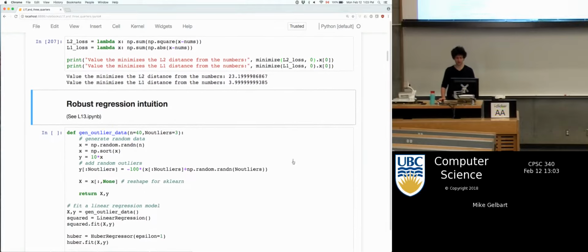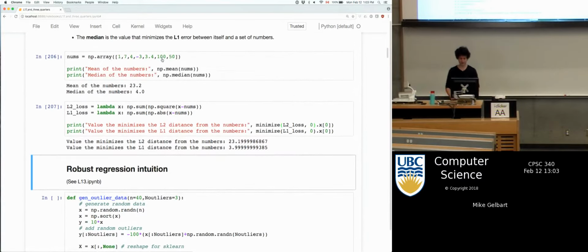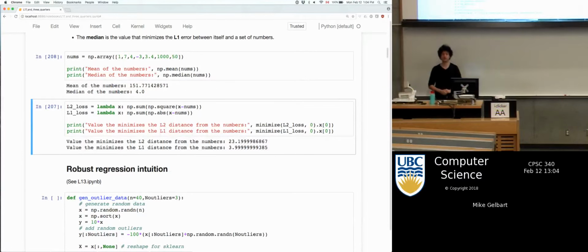So you may have heard that the median is robust and the mean is not robust, and that kind of makes sense because if I change this 100 to 1,000, the mean will go way up, but the median will stay the same because it's still the middle even if I move that number away. And that intuition actually carries over to our robust regression with the L1 loss.